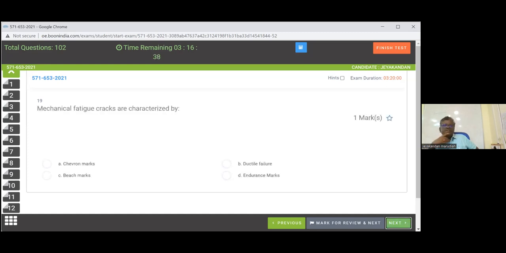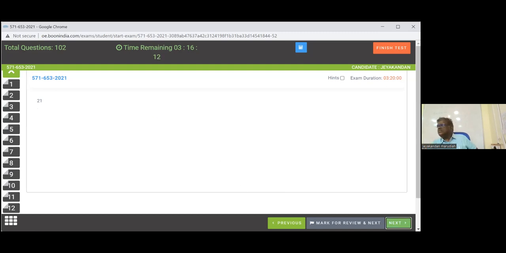Next, mechanical fatigue cracks are characteristic of what? Not chevron, that is brittle. Beach marks, beach marks, beach marks, clamshell, ratchet marks. Next, which of the following temperatures will have high atmospheric corrosion? Another very important point, only up to 250 the atmospheric corrosion will be increasing. Above 250, it will not corrode.